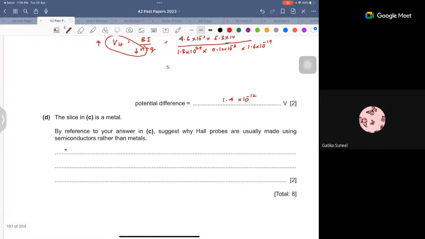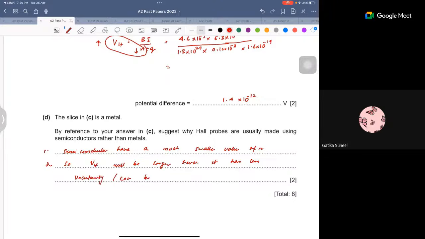You're going to say semiconductors have a much smaller value of N. So what does it do then? So VH will be larger, hence it has less uncertainty. You can write uncertainty or can be easily measured. You can write both because that's the same thing. Is it clear, everyone?